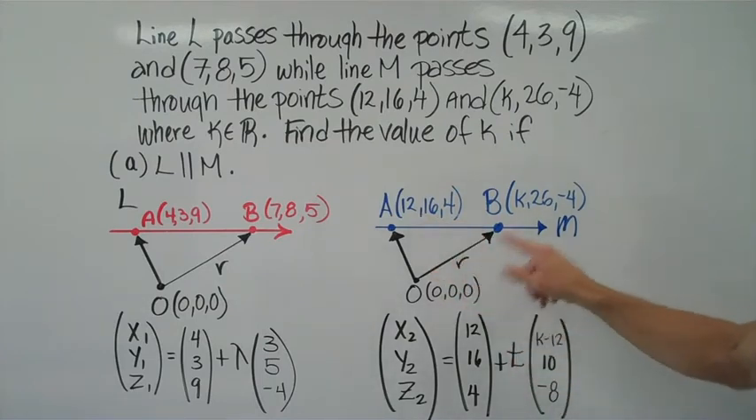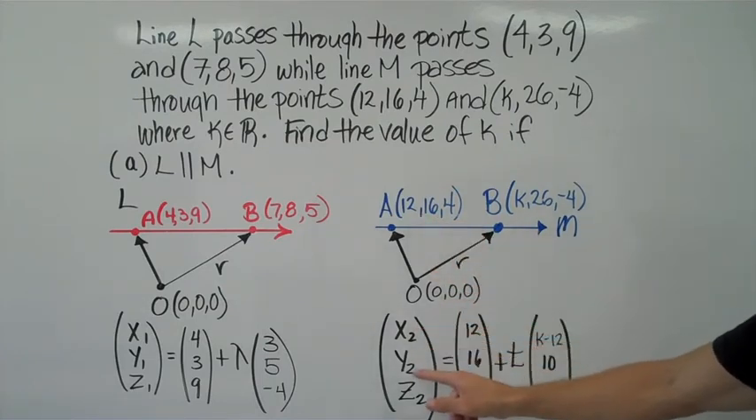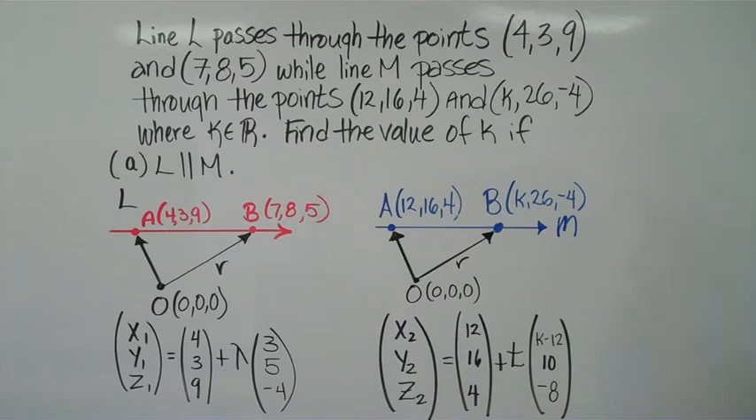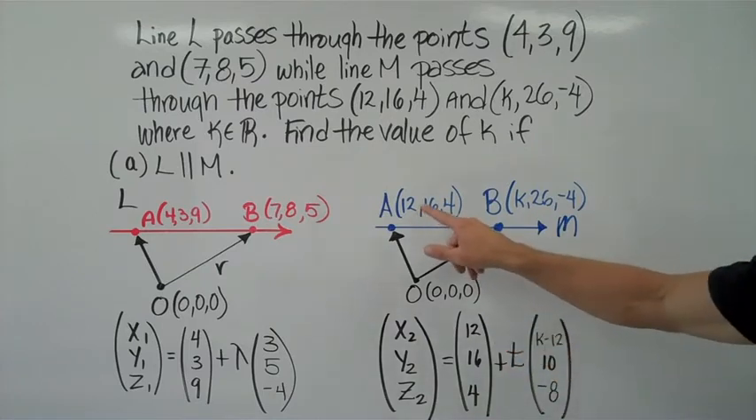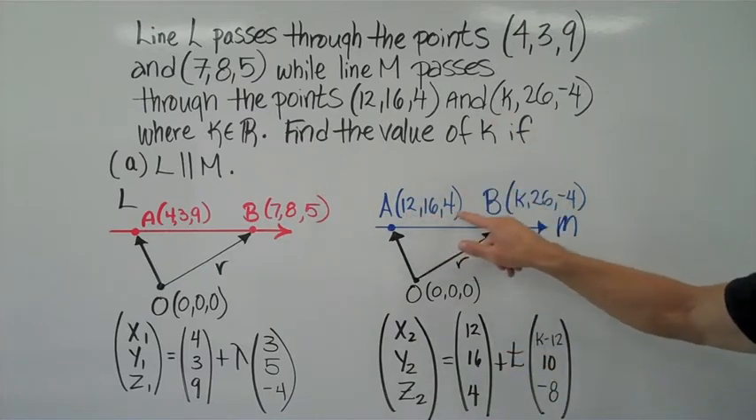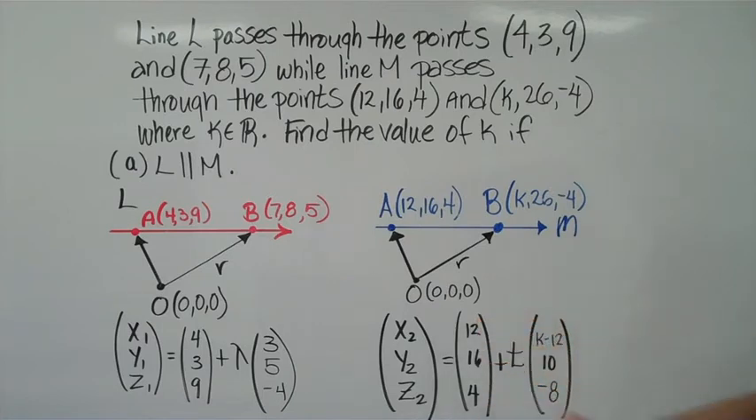Similarly, this vector R is some x2, y2, z2, and how do you get that? Well, it's the position vector of a point, 12, 16, 4, there it is, x direction, y direction, z direction, plus some fraction or proportion t times the directional vector. It's k minus 12, 26 minus 16 is 10, and negative 4 minus 4 is negative 8.